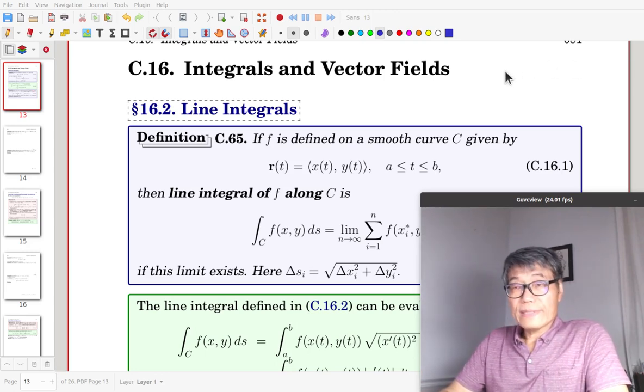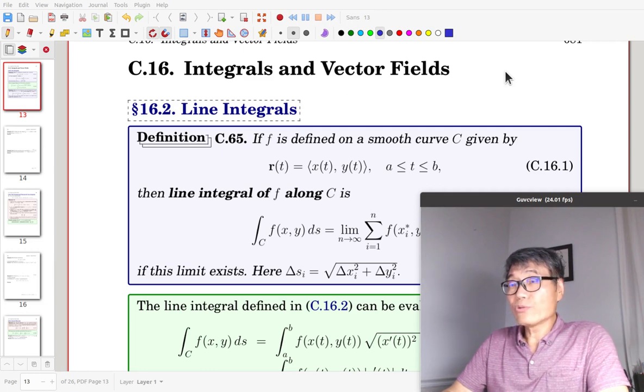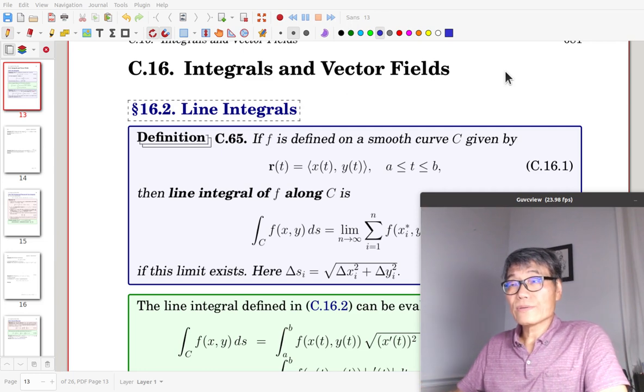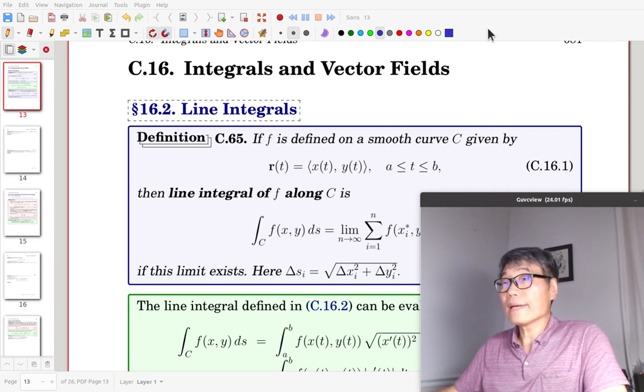For chapter 16, we'll review 6 sections, and I'll try to save the lecture into 2 videos, 3 sections each. Let's go to the first section, line integrals.